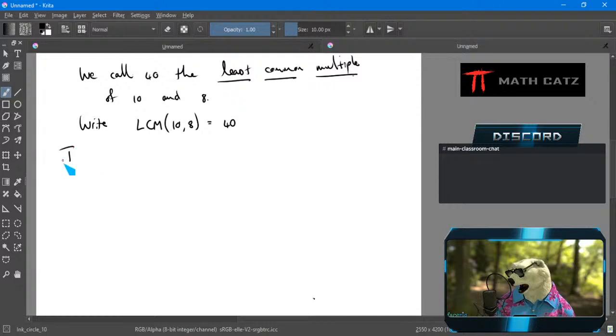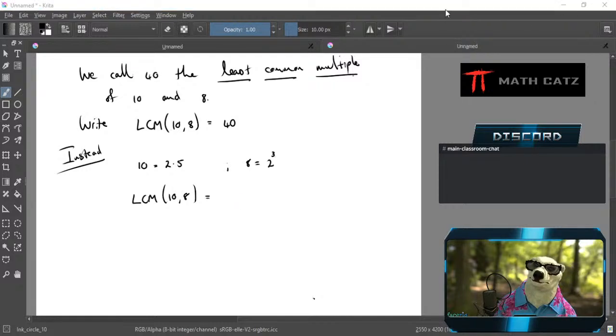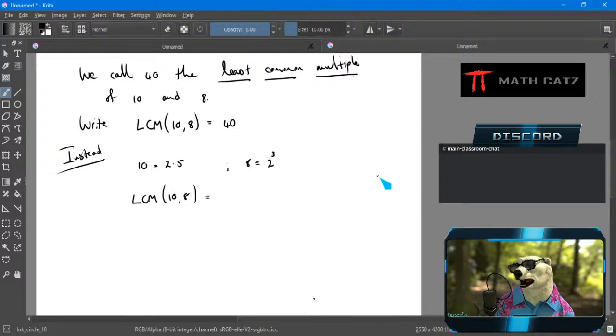So let's instead, just like we did for the greatest common factor, look at, well, what are the prime factors of 10? Well, luckily it's a nice small number, so it's easy to find. 2 times 5, and 8 is going to be 2 to the power of 3. So then I want to use this to construct, to build the least common multiple. Understanding what I'm looking for, I'm looking for a multiple of each one.